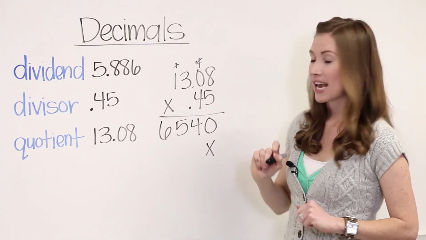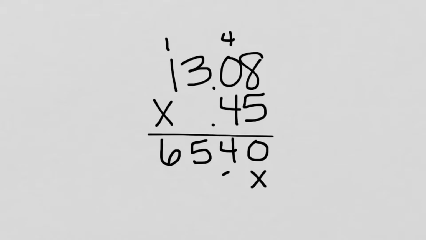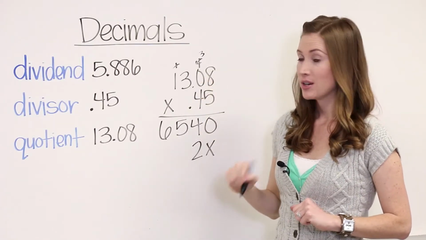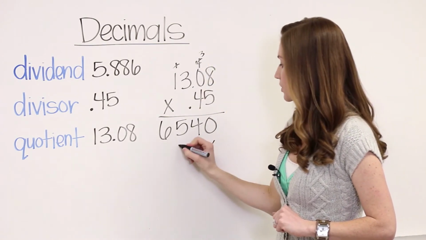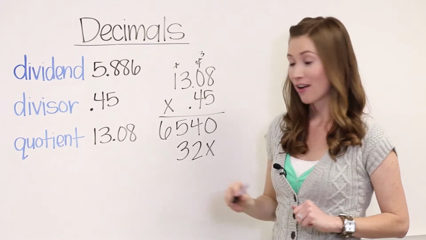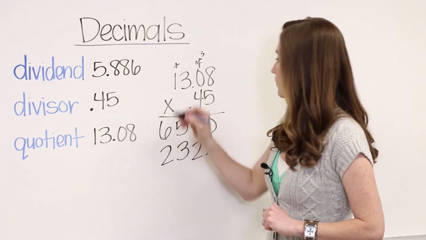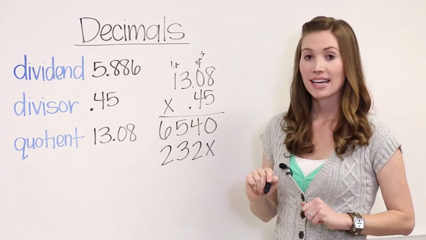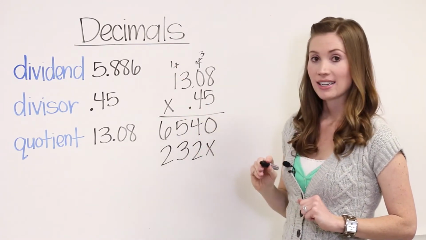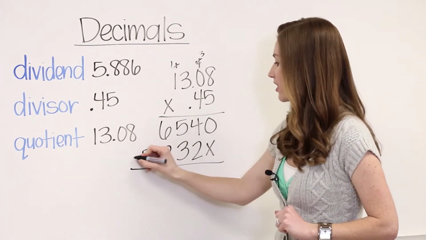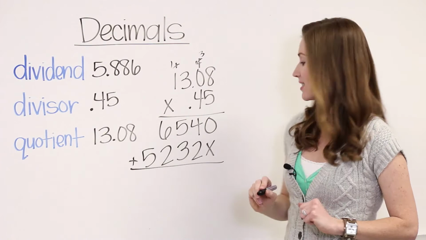4 times 8 is 32. We write the 2, carry the 3. 4 times 0 is 0, plus 3 is 3. 4 times 3 is 12. We write the 2 and carry the 1. 4 times 1 is 4, plus 1 is 5. Now let's add these together to get our final product.